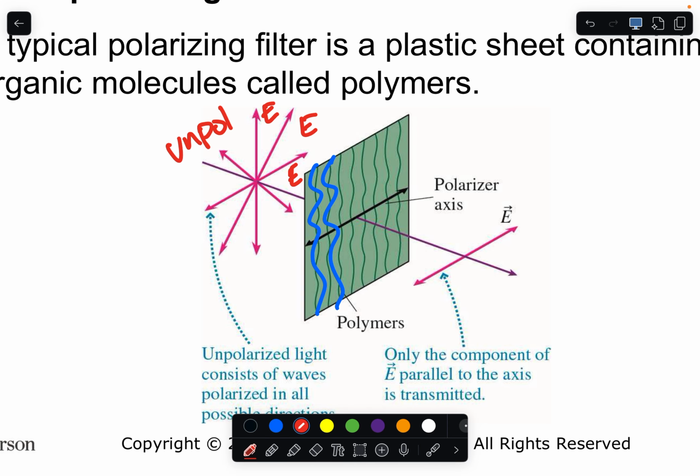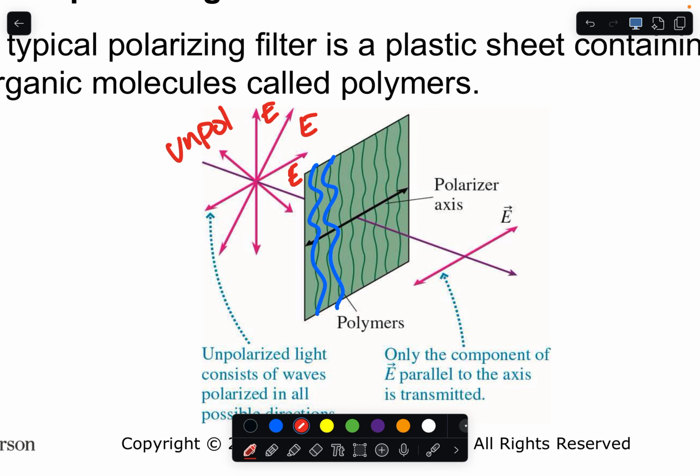So in other words, what we could say is that the polarizer only allows vectors parallel to that polarizing axis to pass. But what's physically happening is that the filter is absorbing every direction but that one. Does that make sense? So the filter is absorbing every direction but the direction perpendicular to the polymer chains, or parallel to the polarizing axis. Okay?